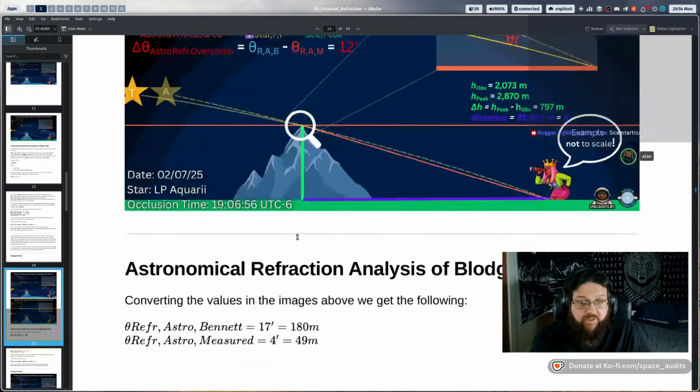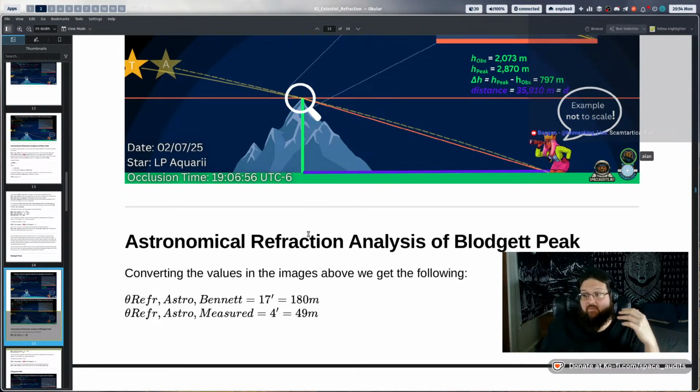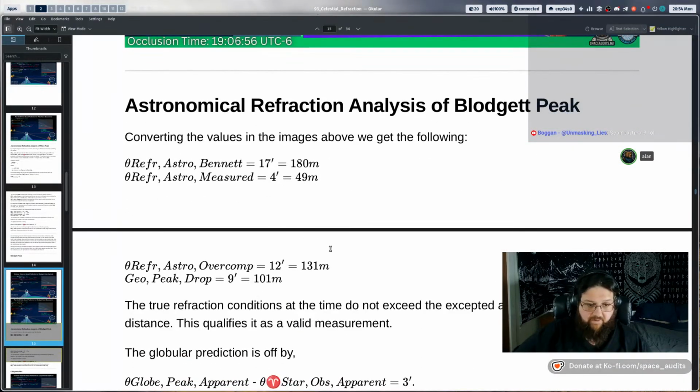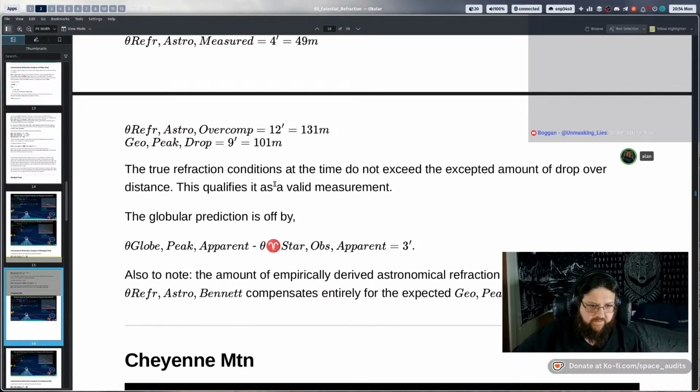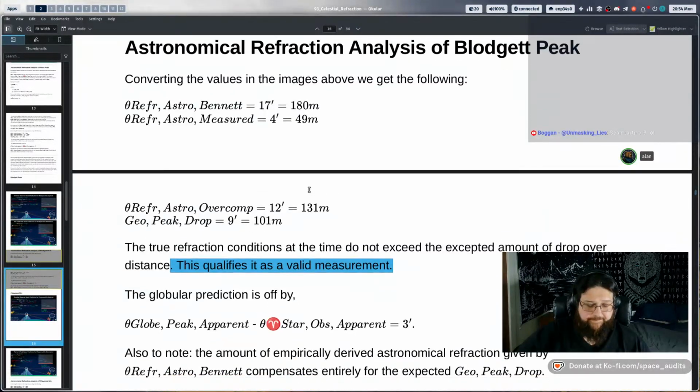So they're completely, as Mike was pointing out earlier when he was going over the 1/2 correction, compensating for that. This is how they're compensating for there being no drop over distance. It's the refracted amount, because if it's not, then there's no explanatory power for why the star is at that elevation. Okay, so the true refractive conditions at the time do not exceed the expected amount of drop over distance, so this qualifies as a valid measurement.